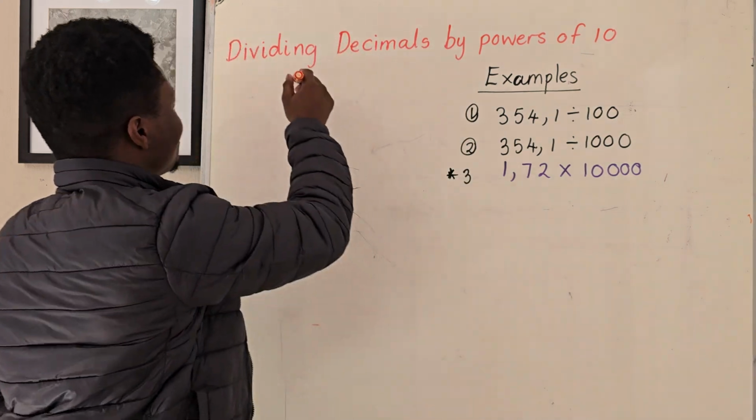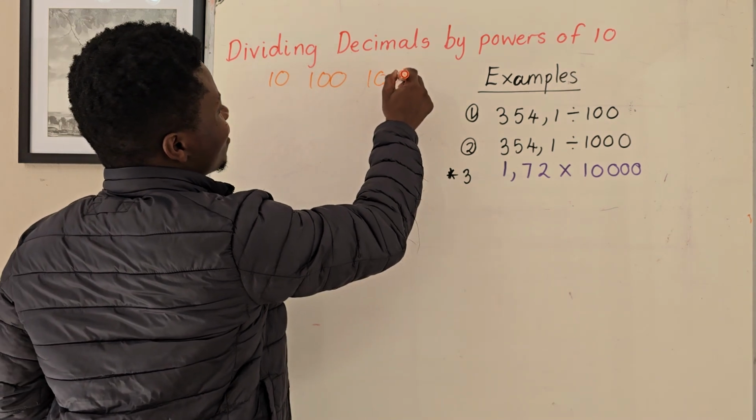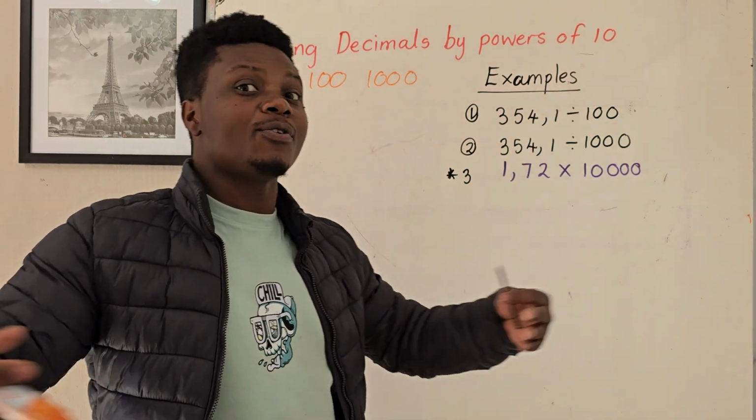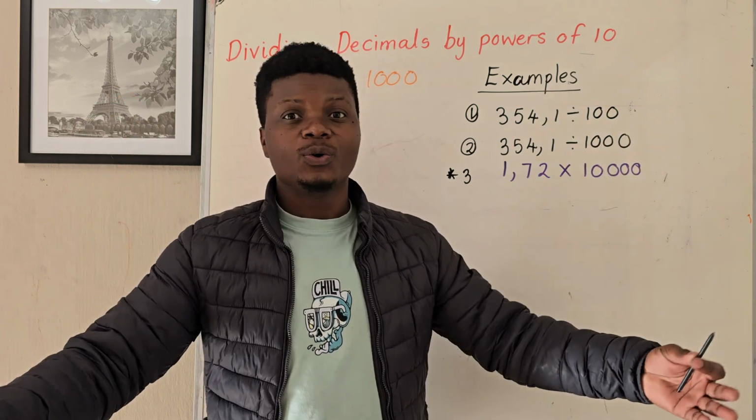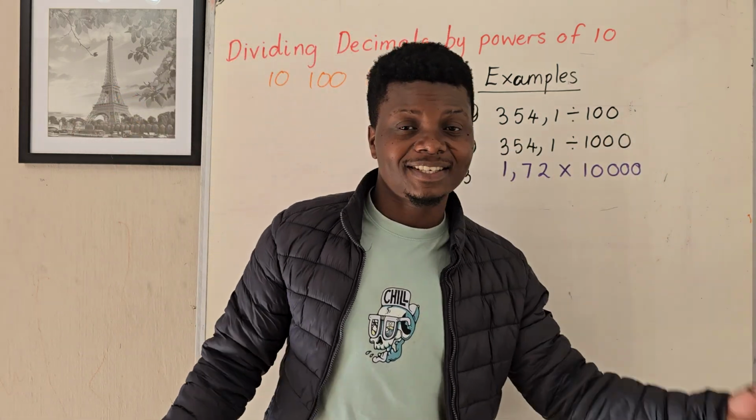By powers of 10 we mean 10, 100, 1000, 10,000, 100,000, a million. Those are what we call powers of 10. So how do we divide decimals?